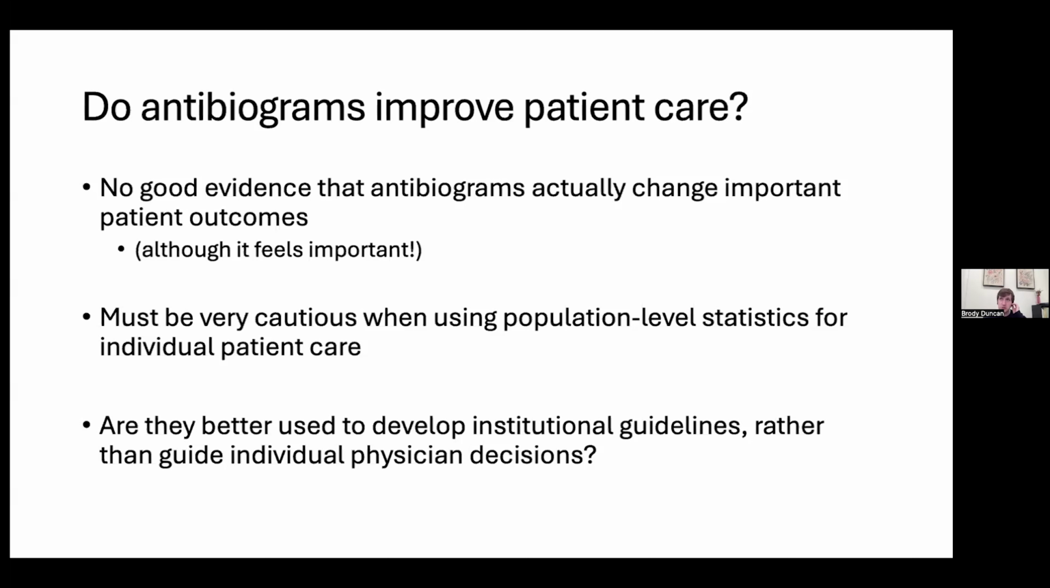And there's certainly lots of retrospective data and modeling suggesting that using an antibiogram would help doctors make good decisions for their patients. But there isn't actually good clinical evidence that looking at these numbers and making little decisions based off of 5 or 10% differences actually changes patient outcomes. Because of that, we really do have to be very cautious when using population-level statistics for individual patient care, right? Individuals are not statistics, they're individuals.